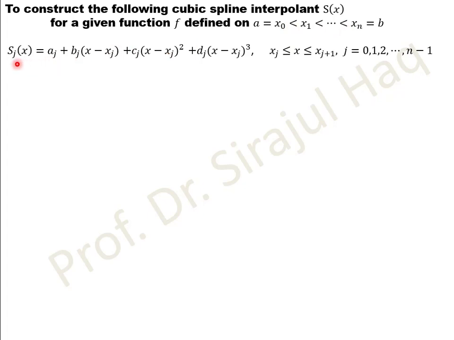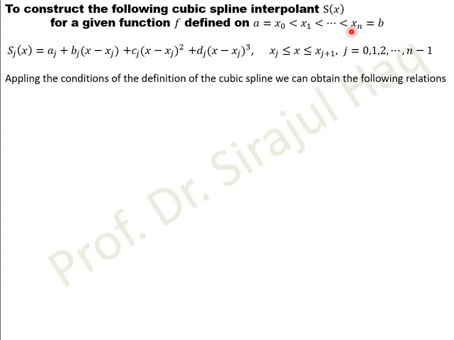These are the splines which we are defining. S0 is the spline between x0 and x1. Similarly, S1 will be the spline between x1, f of x1 and x2, f of x2, and so on. Sn minus 1 will be the spline between the points xn minus 1, f of xn minus 1 and xn, f of xn, which is related to the last lecture.